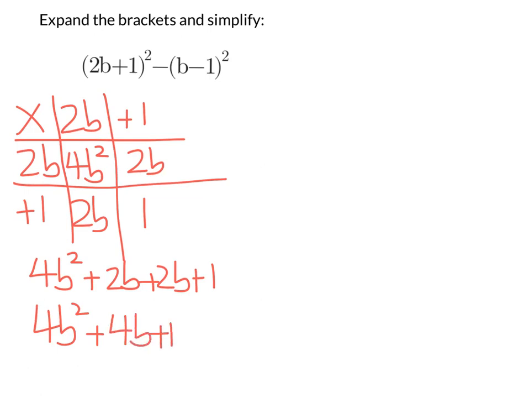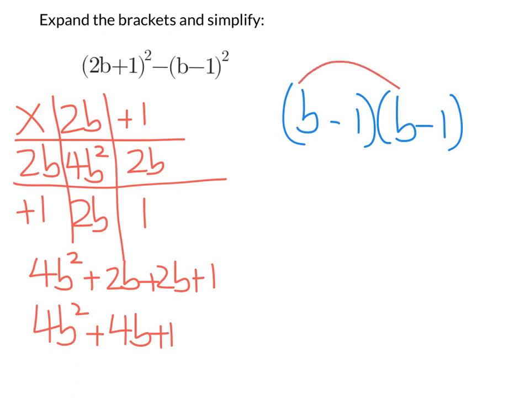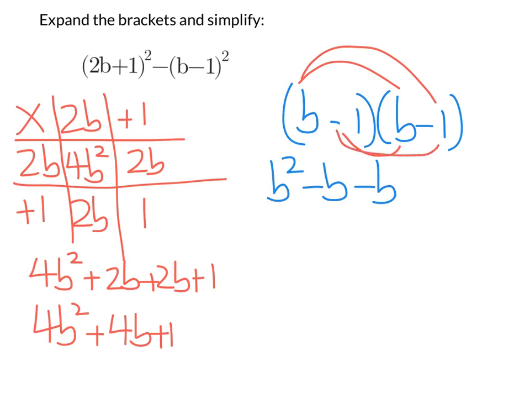Okay, now let's do the other one. Okay, so we've got b minus 1 times b minus 1. Now I'm going to do this the FOIL method. So I'm going to get b squared from b times b, and then b times negative 1, so it's going to be negative b. And then we've got negative 1 times b, well that's another negative b, and then negative 1 times negative 1, which is positive 1. So simplifying that, I've got b squared minus 2b plus 1.